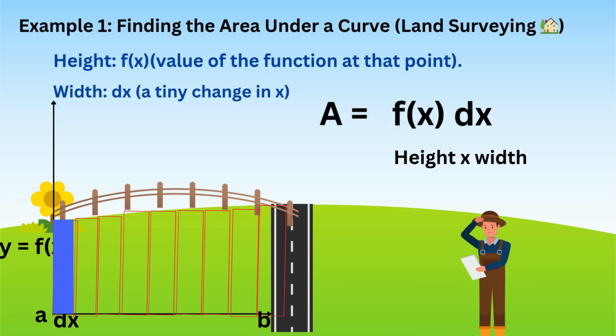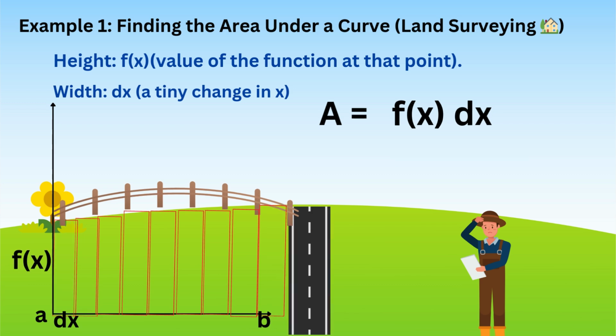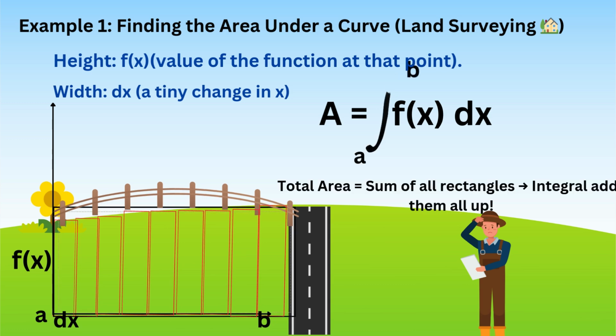The area of one rectangle is area equals f of x times dx. To get the total area, we sum up all the rectangles using an integral, that is, A equals integral of a to b f of x dx, where a and b represent the boundaries. Total area equals the sum of all rectangles. Integral adds them all up.